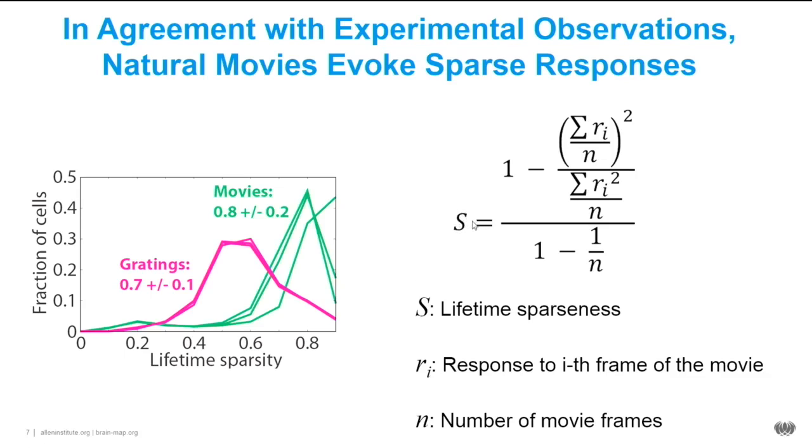In the event that this number is high, this implies that the cells are way more responsive and way more selective in responding to only particular frames of the natural movie. However, when this number is a little lower, it means that the cells are not as selective in their responses to the different frames of a movie. So this plot shows, in agreement with experimental observations, that natural movies produce sparser responses as compared to drifting gratings.